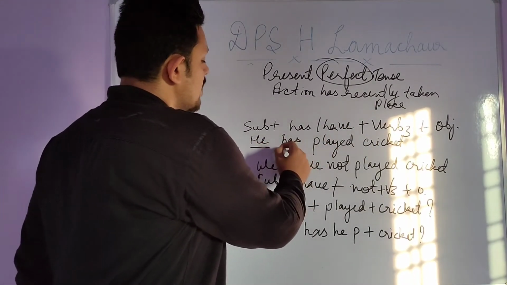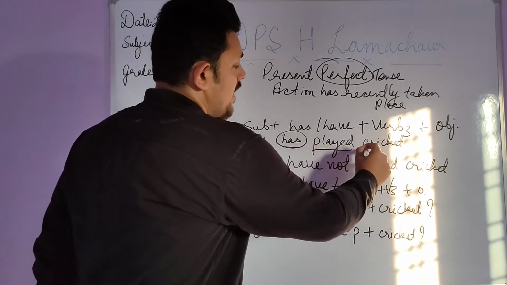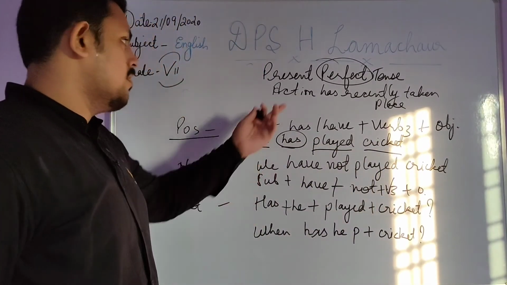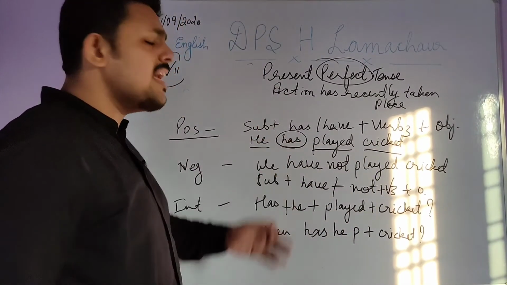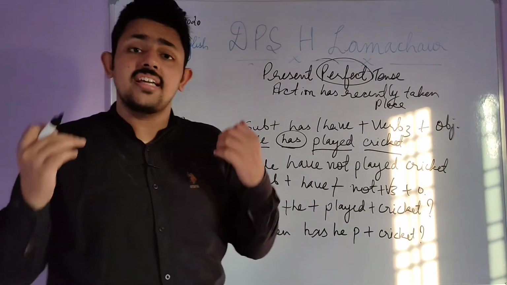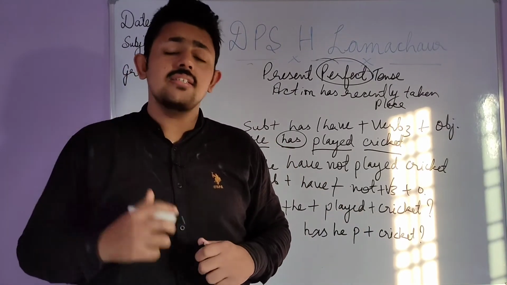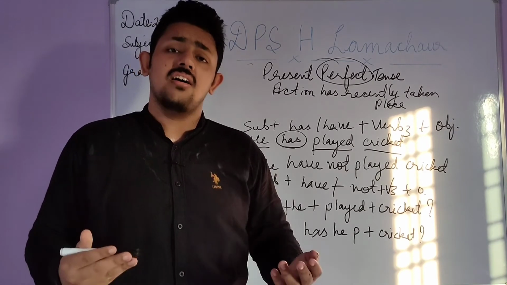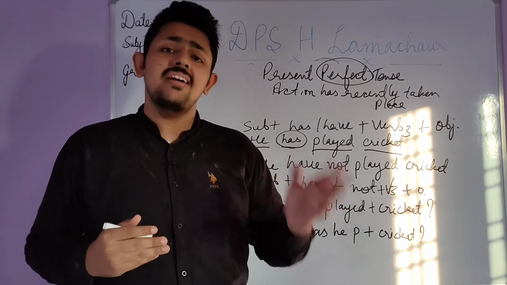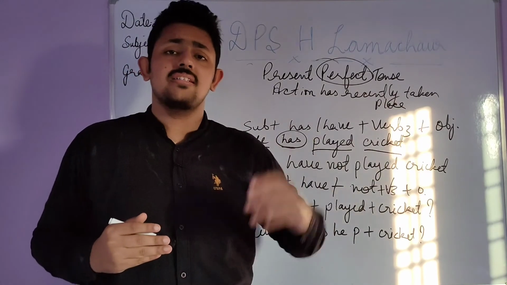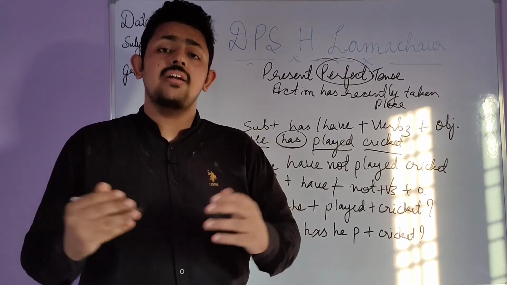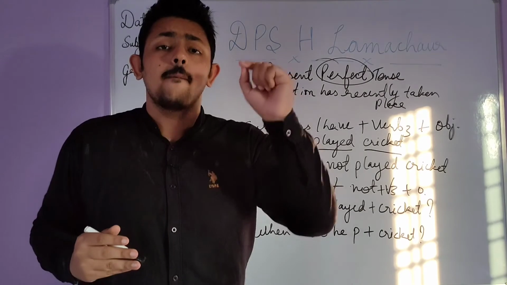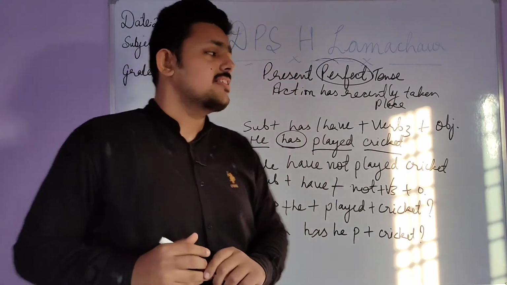So he has played cricket. It is in perfect form that he has played cricket. उसने cricket खेला. So खेला is in present form. वो cricket खेल रहा था, that is past tense. He played cricket, that means it is in past tense. He has played cricket, that means it is in present perfect tense.